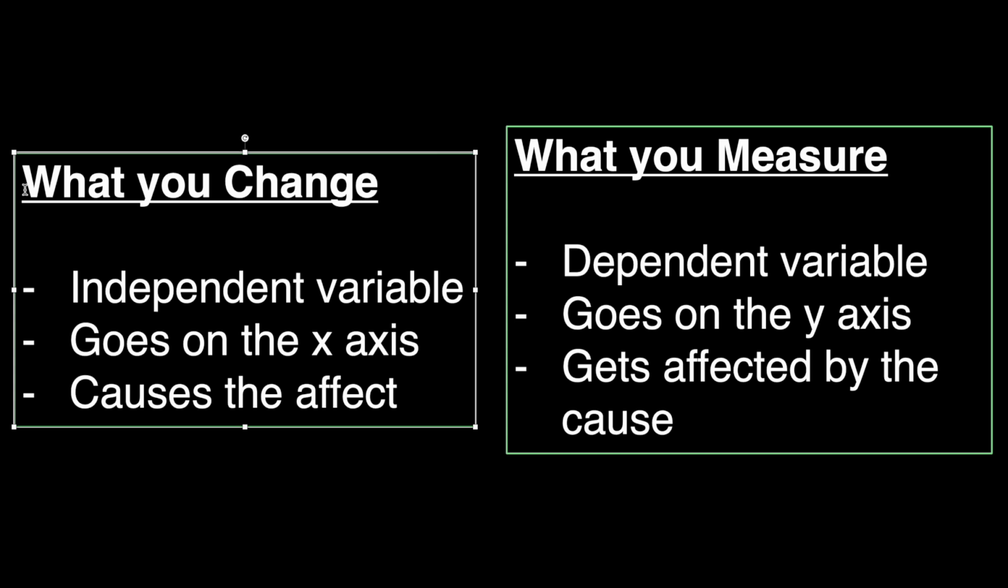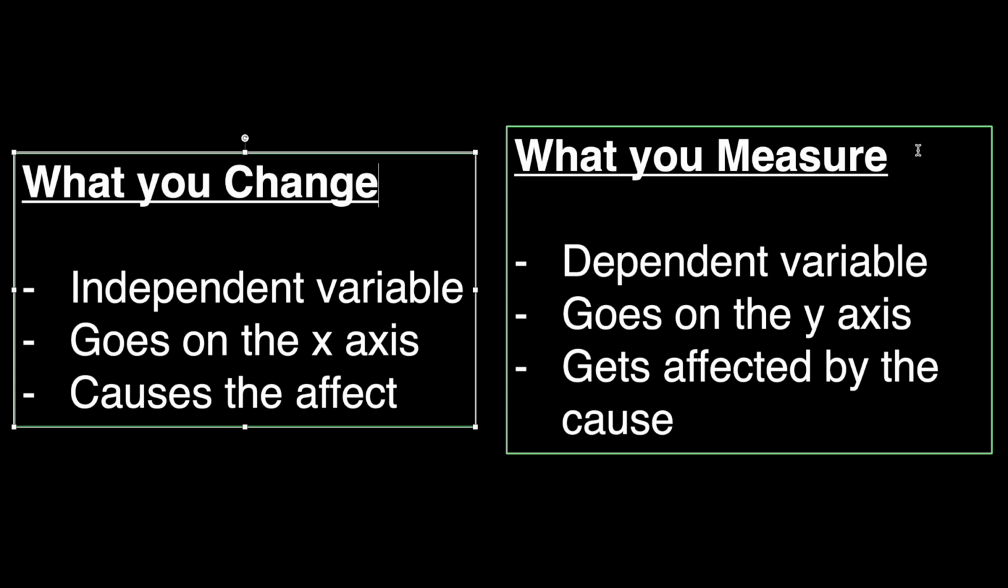What you change is the independent variable. The independent variable is what you change. What you change, the independent variable, goes on the x-axis of your graph. And the independent variable causes the effect. It is causing the effect.